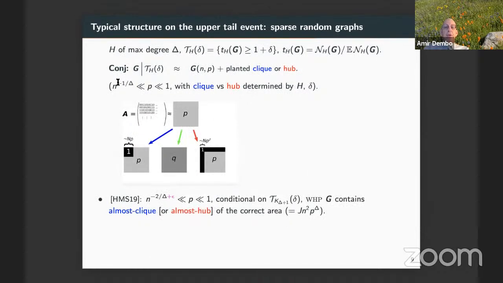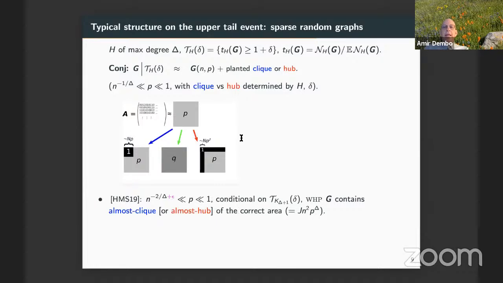So we want to verify this conjecture again. I showed you the picture, and this was done first in the special case of complete graphs, like triangles. If you have a complete graph with delta plus 1 vertices, this is a special case of a regular graph, a very special case with lots of symmetries. In this case, Harel et al., when they calculated the tail of the large deviation, managed also in the optimal range to show what I just mentioned: conditional on the rare event, a graph indeed will contain almost a clique, almost this black picture, and almost a hub of the correct area, which I mentioned before, j times n squared times delta, p to the delta.